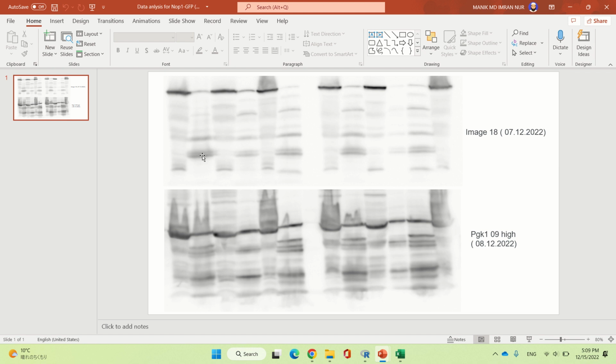And if you want to normalize like this, then this is the value of the not one. No, this is not one value. Sorry. If we want to compare only the GFP one, only GFP, then this is GFP.